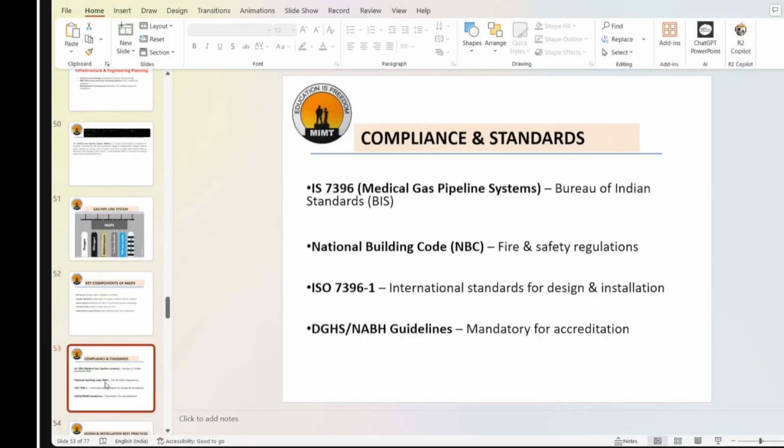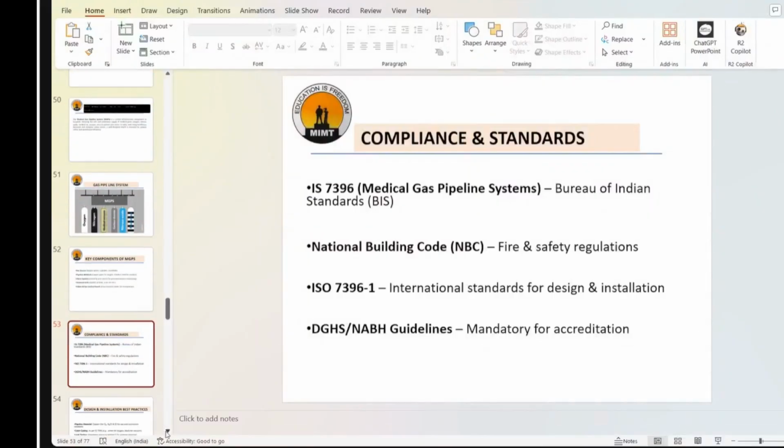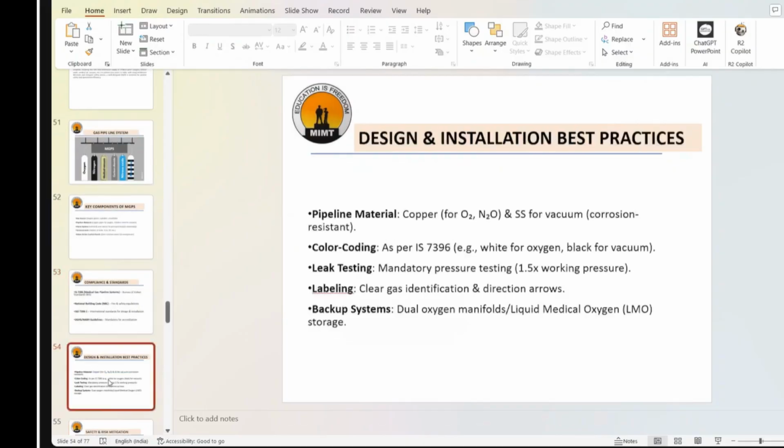फिर एनएबीएच की कुछ गाइडलाइंस हैं, डीजीएचएस की कुछ गाइडलाइंस हैं which are required for accreditation, mandatory for accreditation, कलर कोडिंग. एनएबीएच में बेसिकली we see कलर कोडिंग properly है, all that kind of thing. तो वो थोड़ा सा आपको समझने की जरूरत है, which already I have told regarding the color system. Labeling is required and backup system is the most important thing.